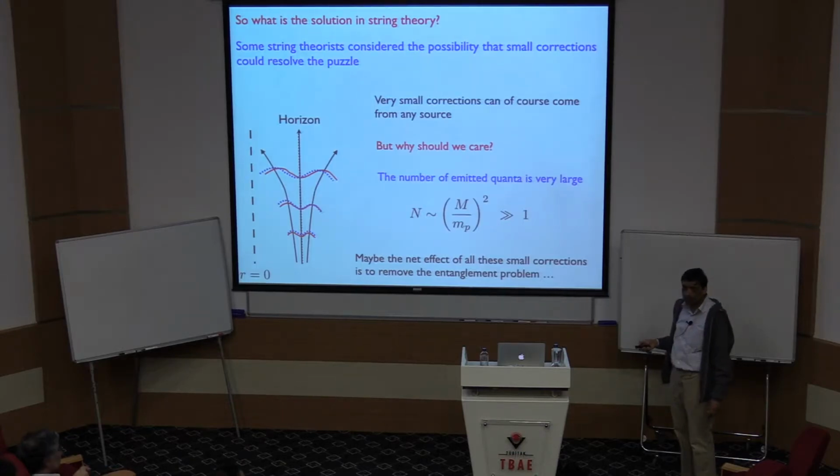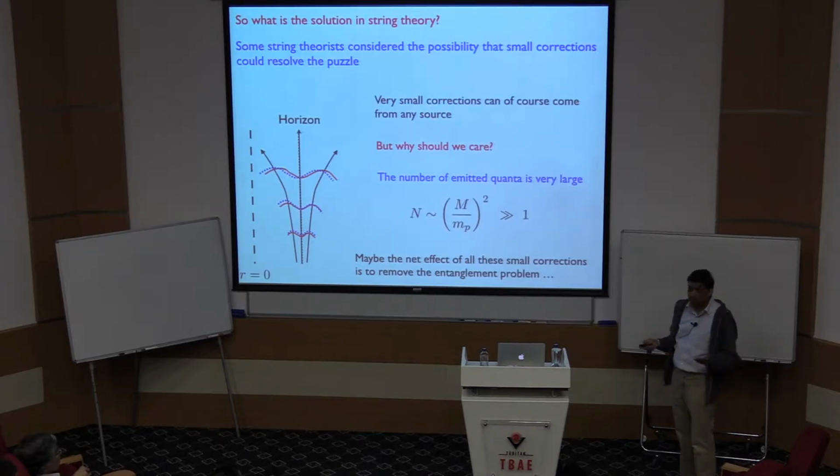Where would the small corrections come from? Well, from anywhere. We don't know, right? There could be some quantum gravity effects we don't yet know. And so there could be a small change in the state of each particle pair. That doesn't look hard to believe. In fact, it's almost certain that should be there. So very small corrections can come from any source.